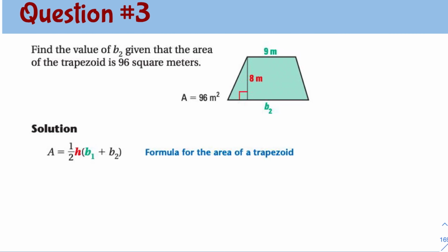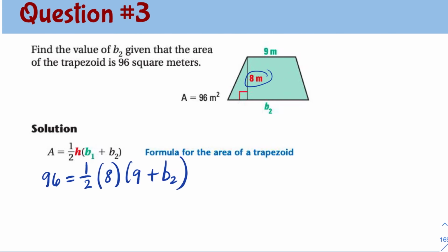Question number 3. Find the value of base 2 given that the area of the trapezoid is 96 square meters. In this problem, you're given the height 8 meters and one of the sides is 9 meters, so we can calculate the base 2 since the area is 96 meters square. So now the area is 96, so I will plug in 96 to the area. We have 1/2, the height is 8, base 1 is 9, and base 2 is missing. So now we have 96 is equal to 1/2 times 8, which is 4, times the quantity 9 plus base 2.